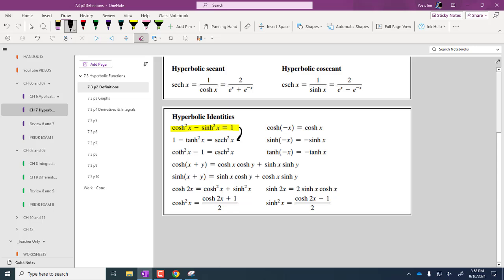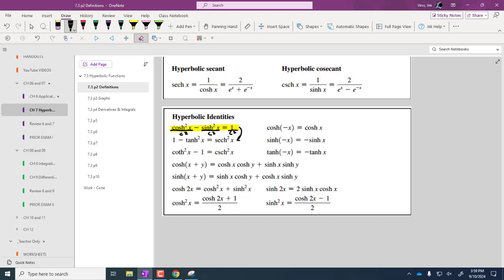Hint, you divide by something. Divide by cosh squared. So if you divide everything by cosh squared, you get 1. If you divide that by cosh squared, sinh over cosh is tanh, so you get tanh squared. 1 over cosh is sech, and so 1 over cosh squared is sech squared. So if you needed it, you should be able to get it from the original, from the primary one.